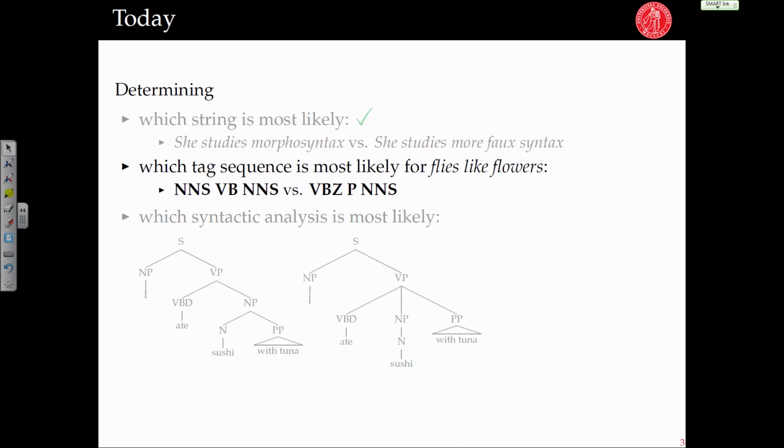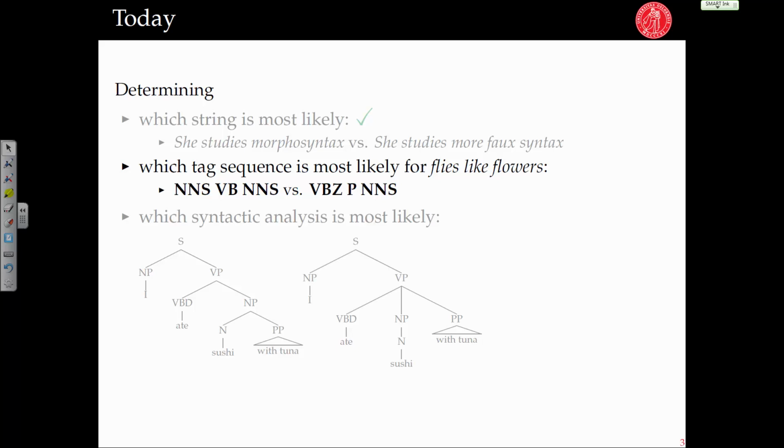What we want to do today is the second type of prediction, in a sense. We want to assign a sequence of labels to a given sequence of words. So in general terms, in this example here, we have a sentence like "flies like flowers." Last week we had "time flies like an arrow," if you remember.